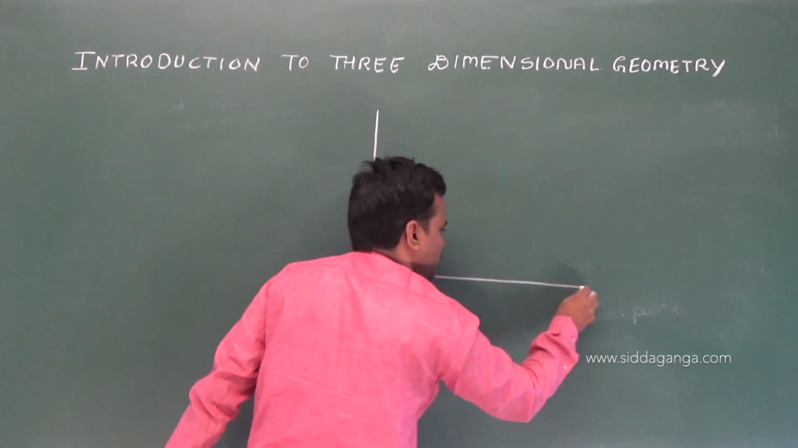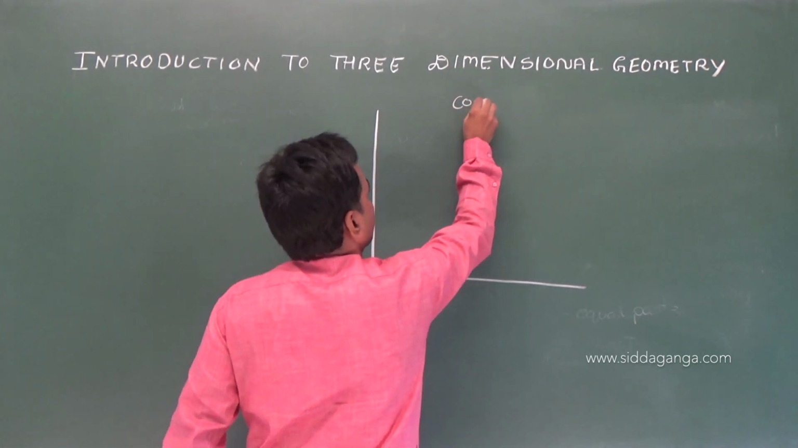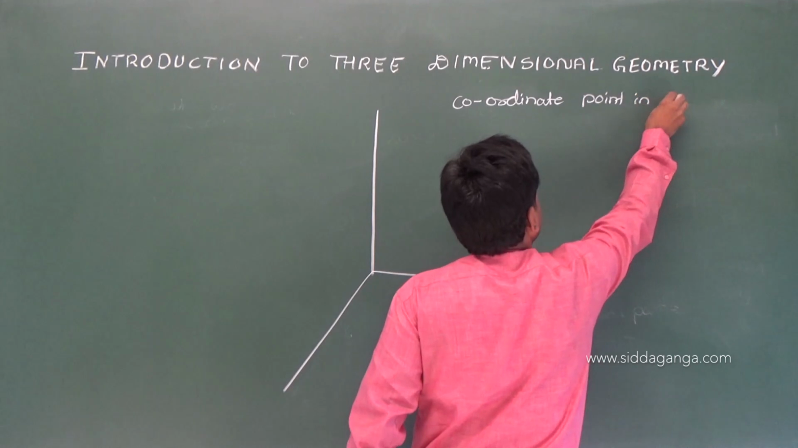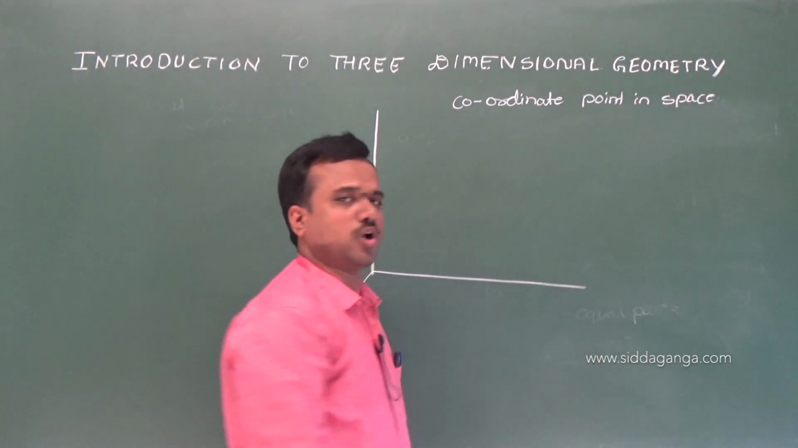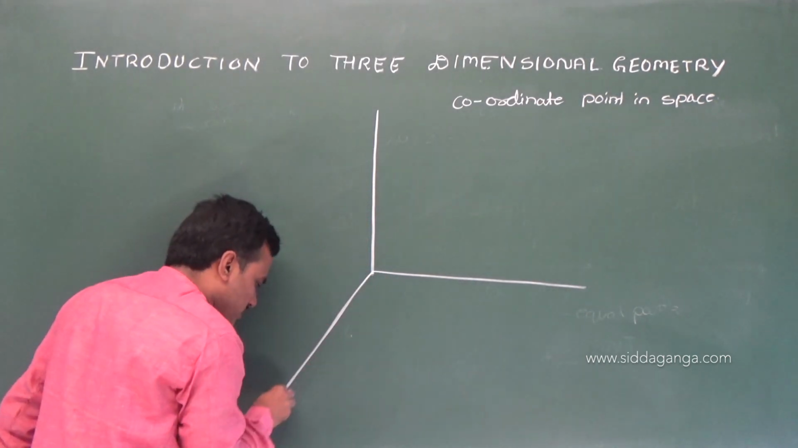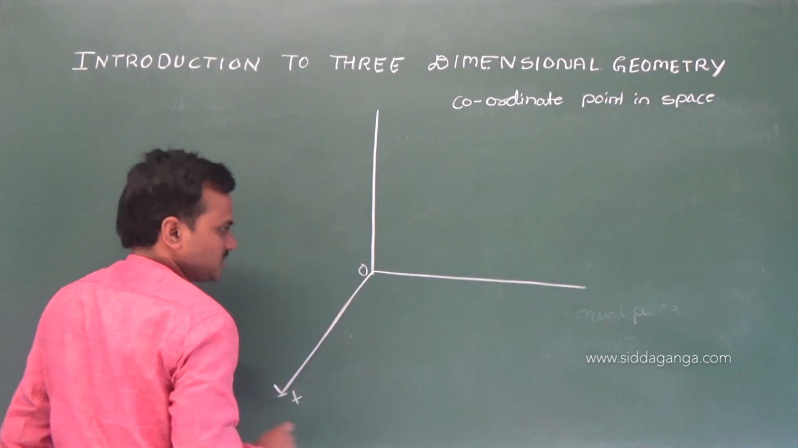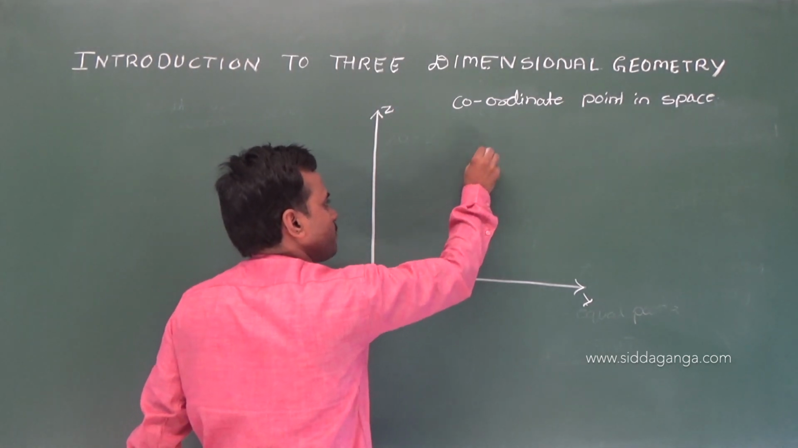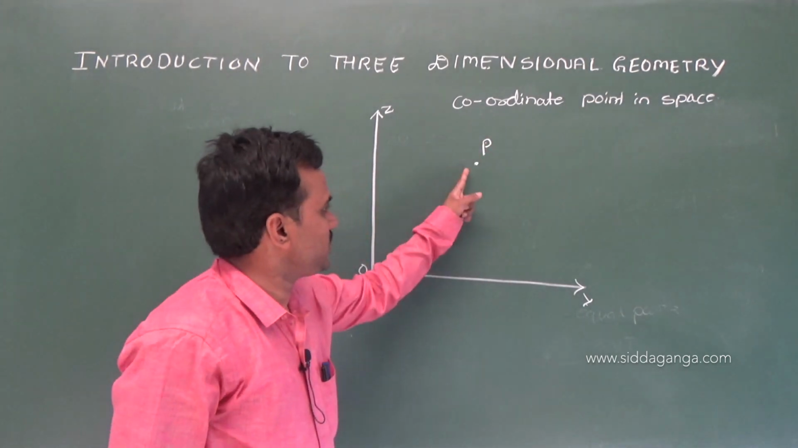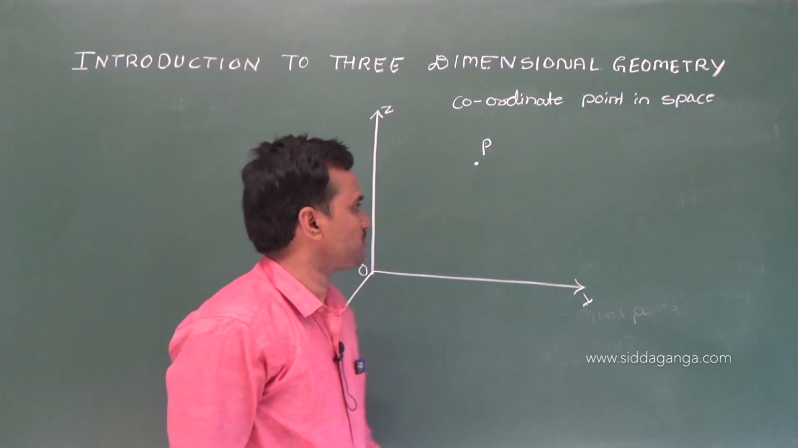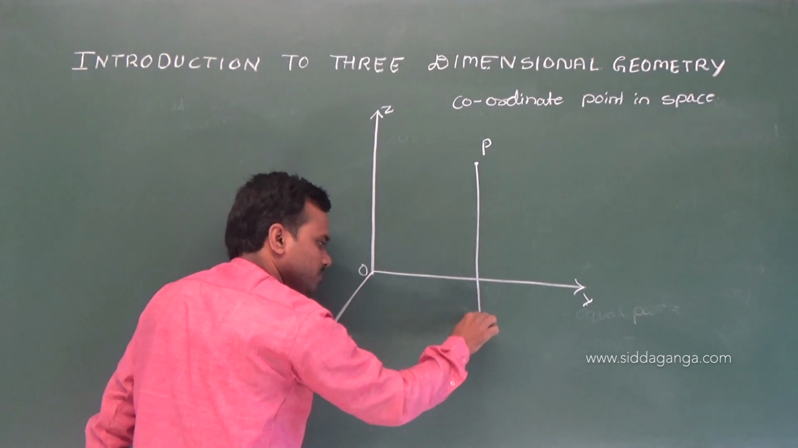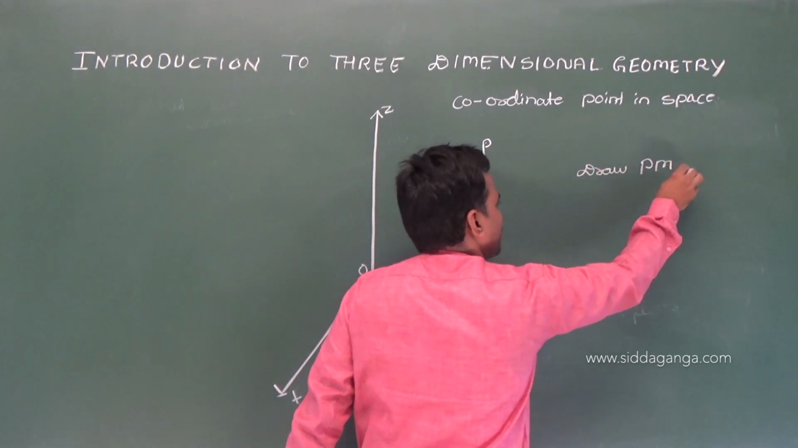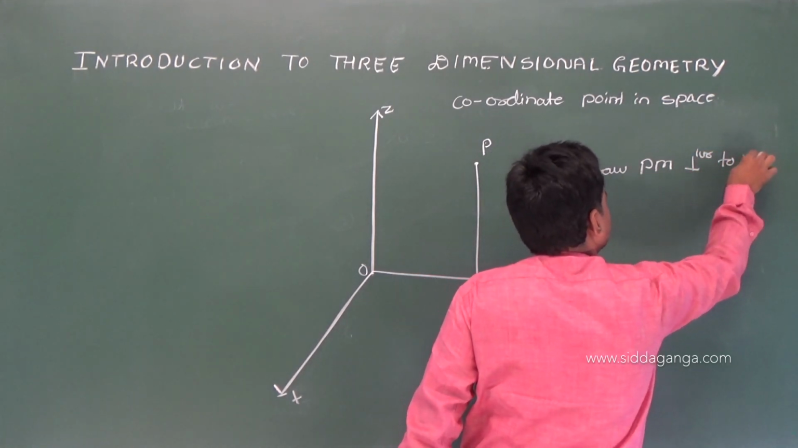How to write the coordinate point in space. Very important topic. See, observe here. OX axis, OY axis, and OZ axis. Let P be a point in space. So draw PM, the first step: draw PM perpendicular to the XY plane.